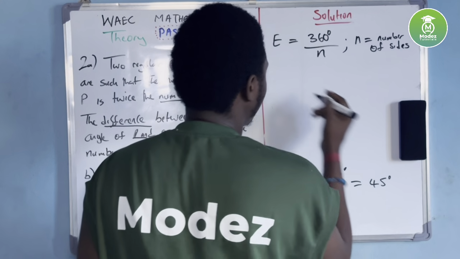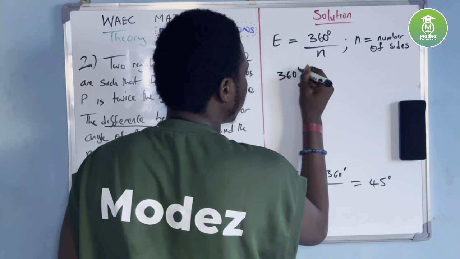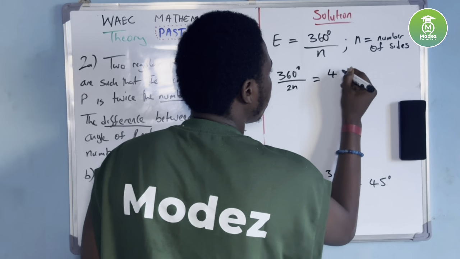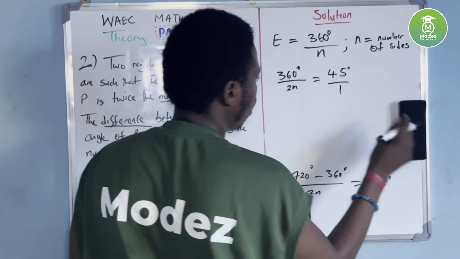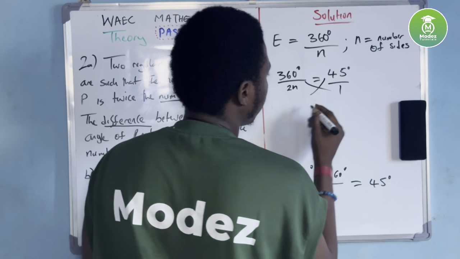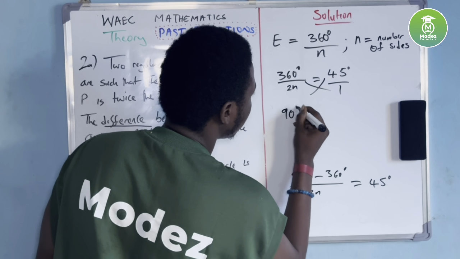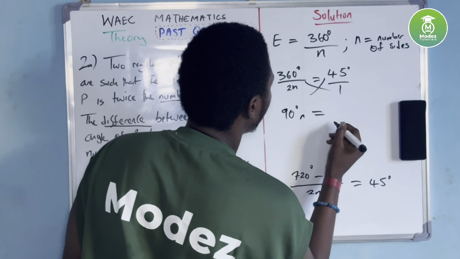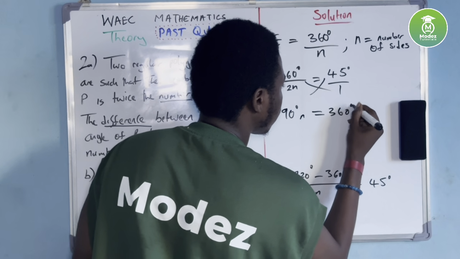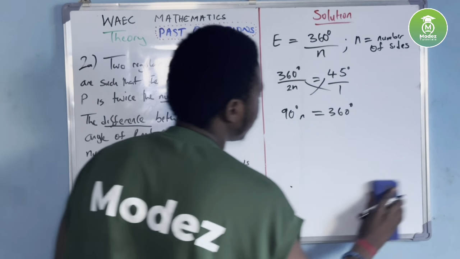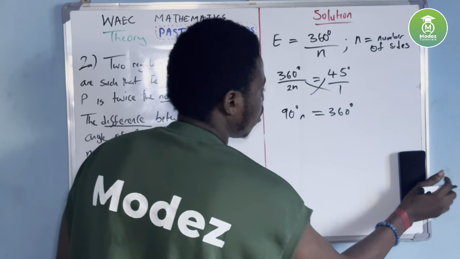720 degrees minus 360 degrees is still going to give you 360 degrees over what? Over 2n, which is equal to 45 degrees over 1. So let's just cross multiply so that you have 90 degrees n equal to 360 degrees. I hope you are getting it. 2n times 45 degrees gives you 90 degrees n.